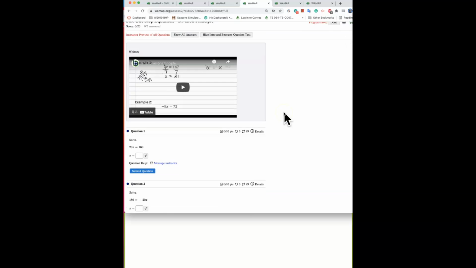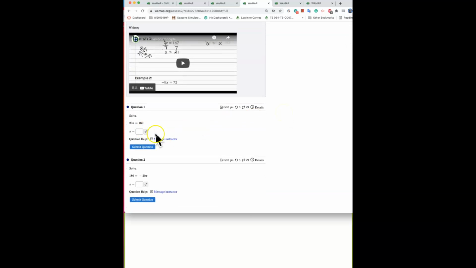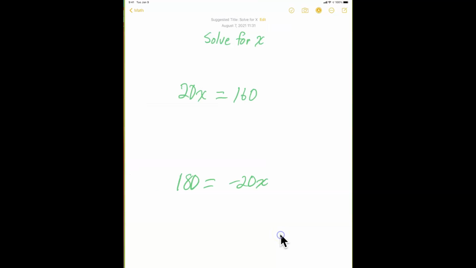Okay, so at WAMAP we have two questions listed. They're both solve for x. 20x is equal to 160, and the other, 180 is equal to negative 20x. So in both cases, we want to solve for x, and that involves a little bit of analysis and then applying a few simple steps. So let's take a look at the tablet.